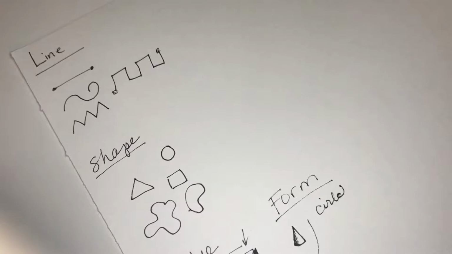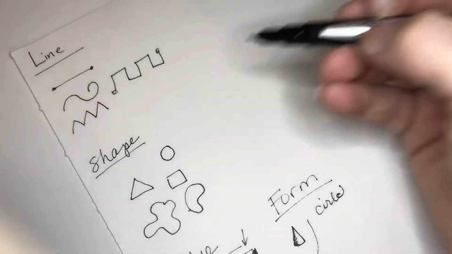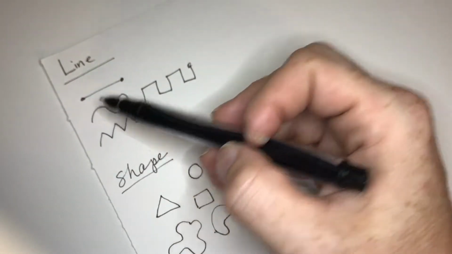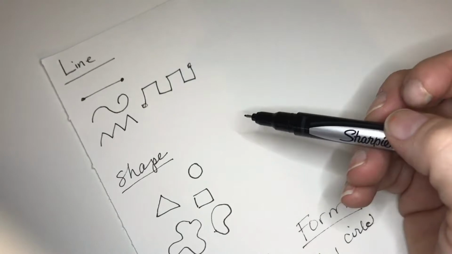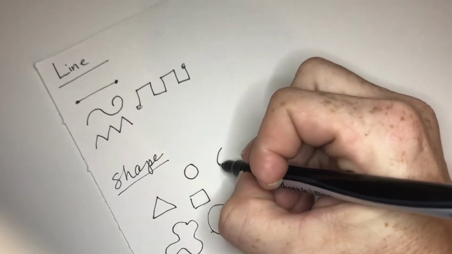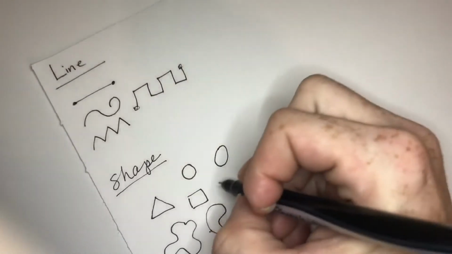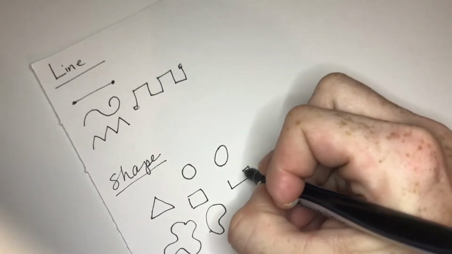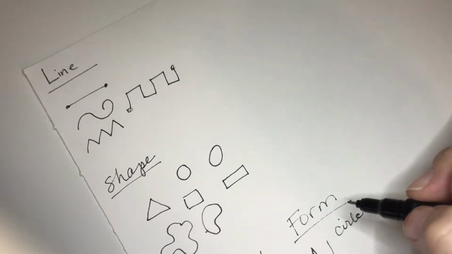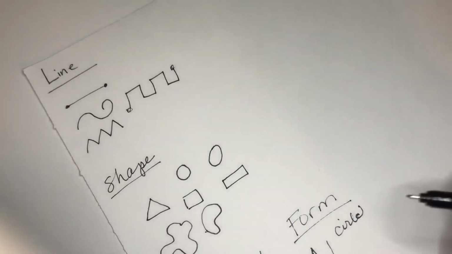The next element after line that I would like to discuss is shape. Shape is when you take your line with your point A and your point B and you connect those points. So a circle, an oval, a rectangle, anything where you can do that is a shape. It's flat and it's two-dimensional.